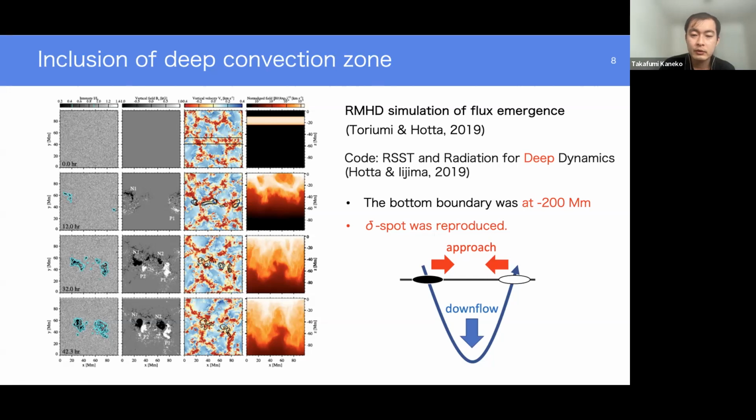In this simulation, basically the flux lobe did not reach the bottom boundary. So we had less effect of the bottom boundary in this simulation. So it is a kind of self-consistent magnetic evolution inside the sun.